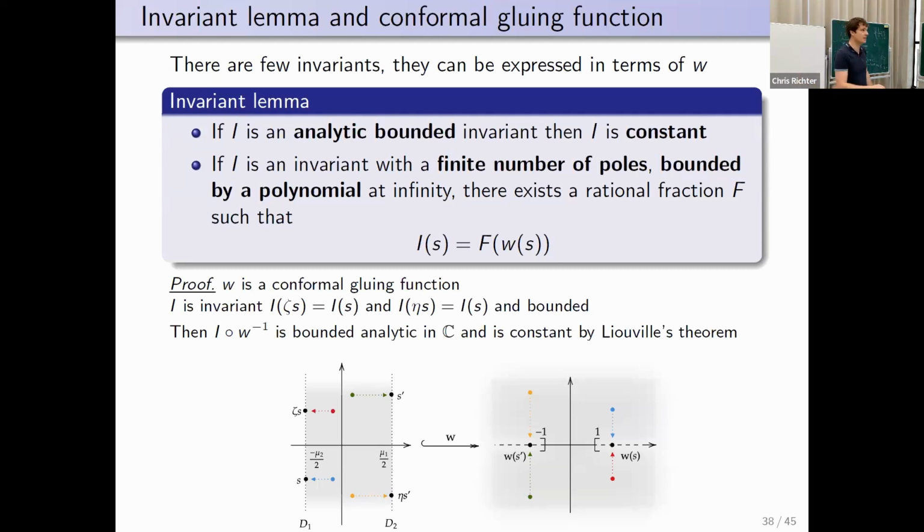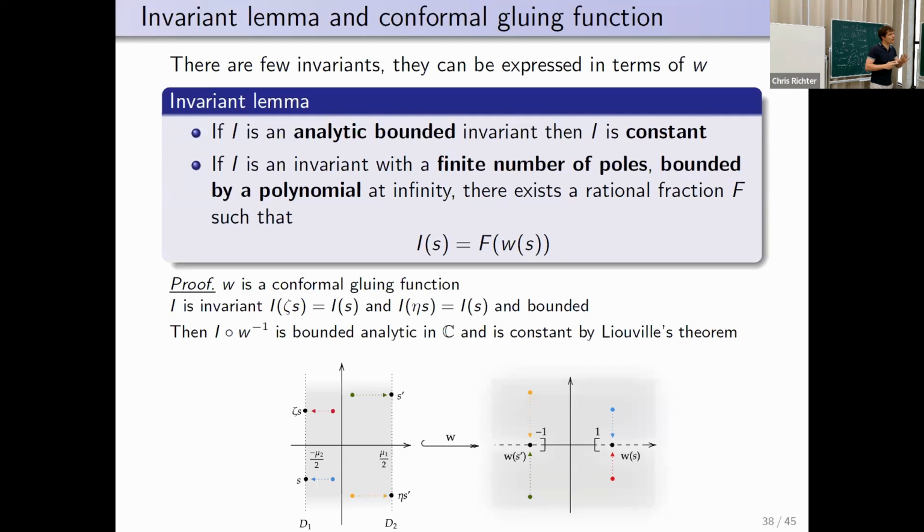The invariant property here just means that the function here is equal to the function here, and the function here is equal to the function here. So this is zeta, this is eta. In some sense, the cosine glues this part and this part on this part, and glues this part and this part on this part. And so you just have to take the invariant times arc cos times W minus 1 to get an analytic bounded function. And you all know that an analytic bounded function is constant by Liouville's theorem, or you can get that it's a polynomial, and that's where the rational fraction appears, you get some polynomials. Okay.